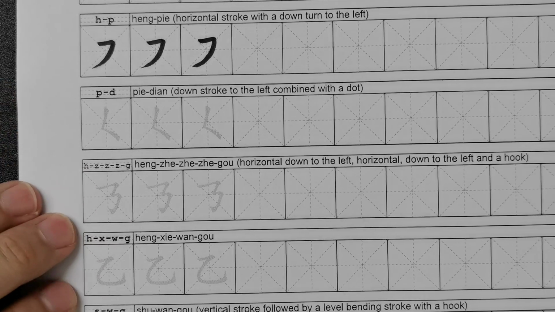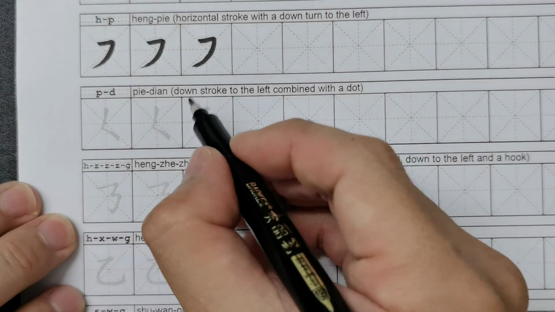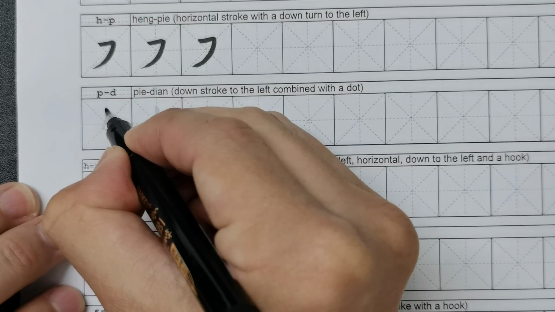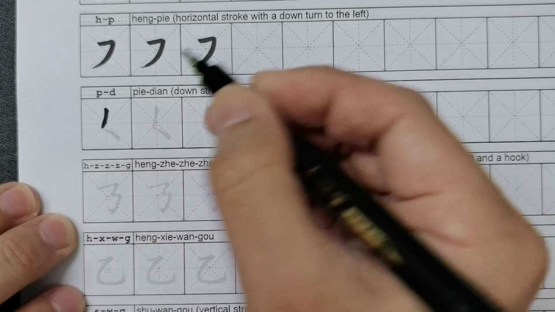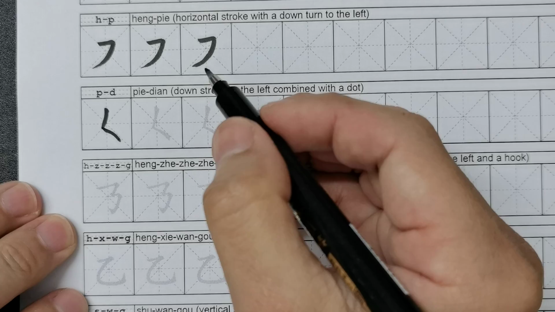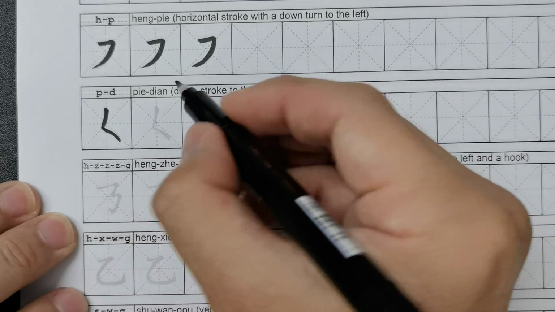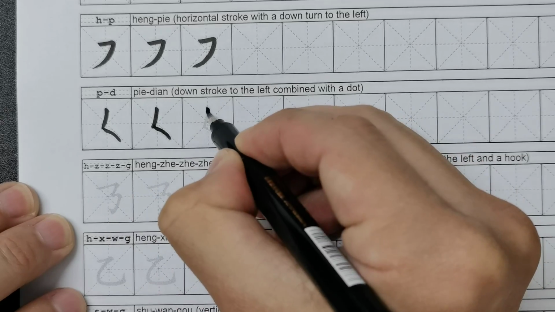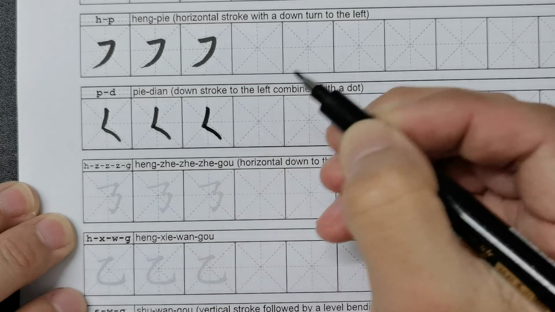And then you have this one, Pie Dian, downstroke to the left combined with a dot. So downstroke, and then with a 点. Compared to the first one, this 点 is longer. 撇点.